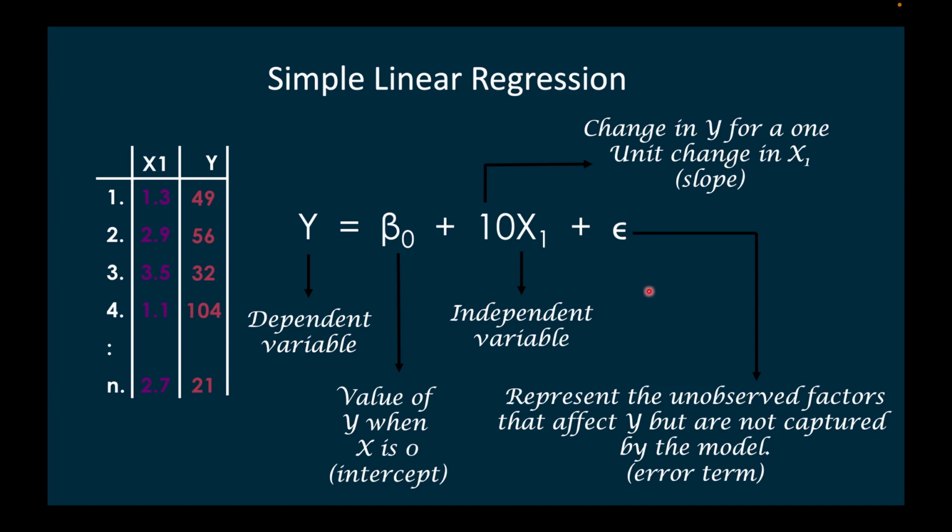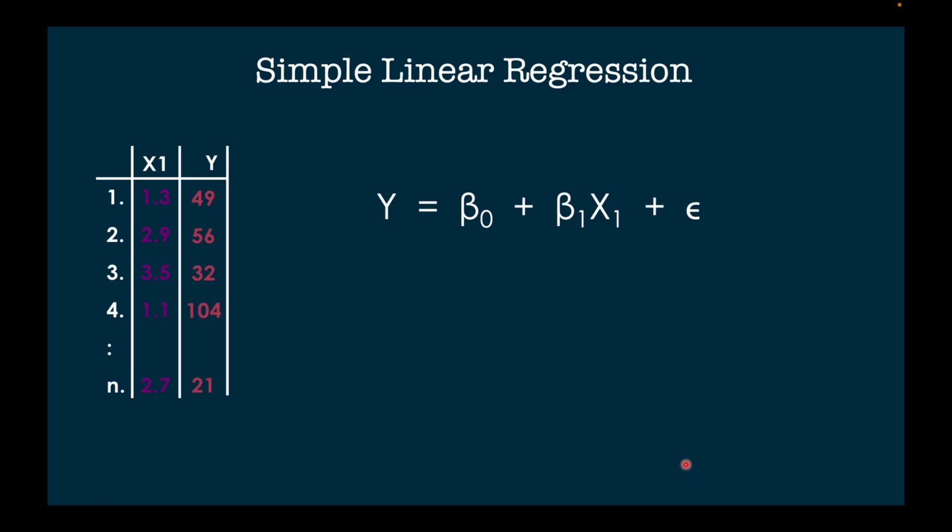Epsilon represents the error of estimation. It is the difference between the actual value of y and the one predicted by the model. It represents the unobserved factors that affect y but are not captured by the model. On average across all samples, the error is 0. This is the original formula which was written in Greek letters for regression. In practice, we use this linear regression equation where y hat is equal to b0 plus b1 times x1 plus e hat.